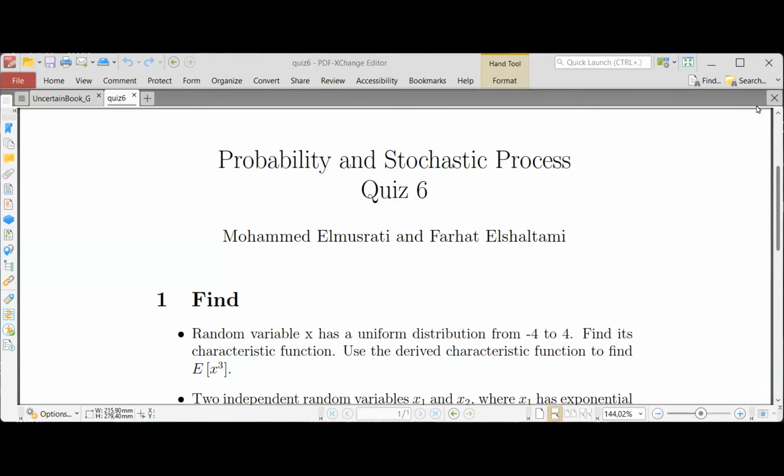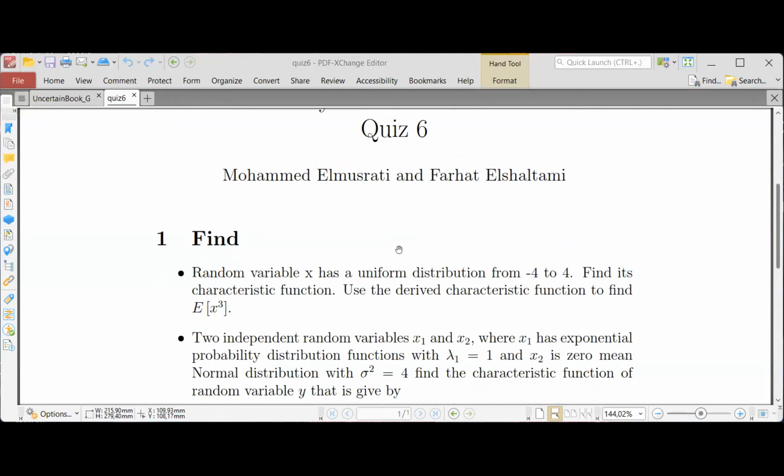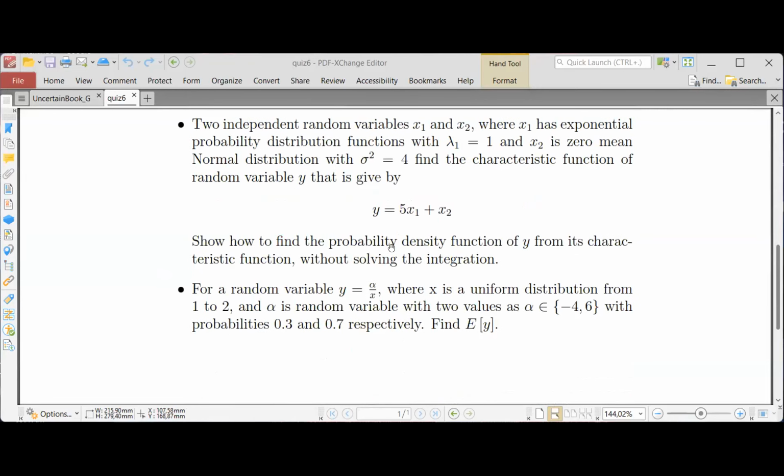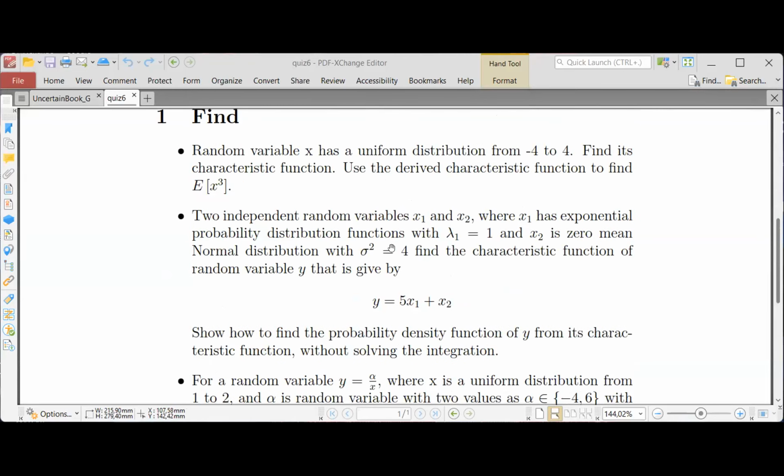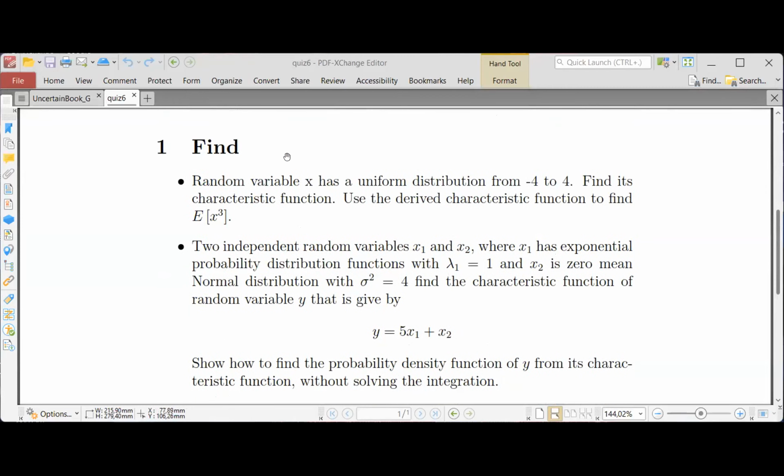Good morning, everyone. Today we start our ninth lecture, and as we agreed last time, we start every lecture by going through the last quiz. So this is quiz number 6. This was the last quiz, and there are 3 problems, as you can see.